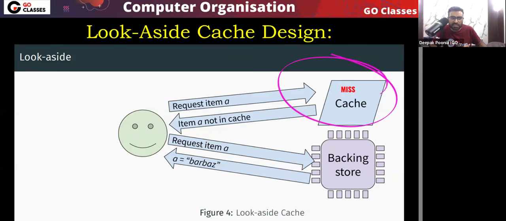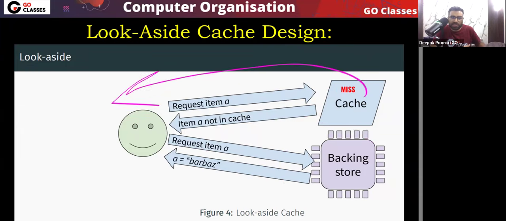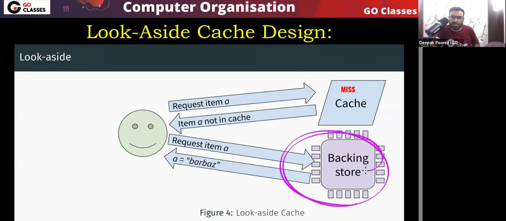So if there is a cache hit, then we will cancel this memory request, or I can say we will ignore this memory request. And you can see the CPU will get the data from the cache memory. But notice, if there is a cache miss after 10 nanoseconds, then we will wait for the main memory.